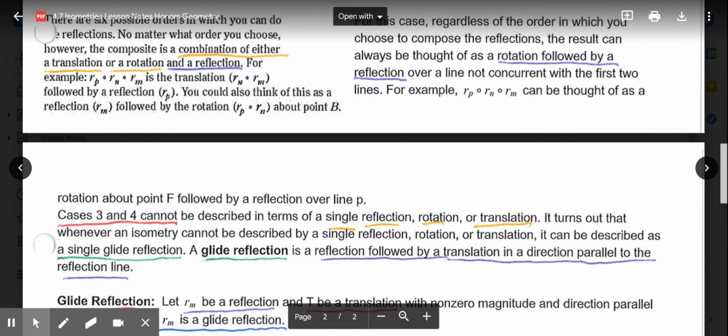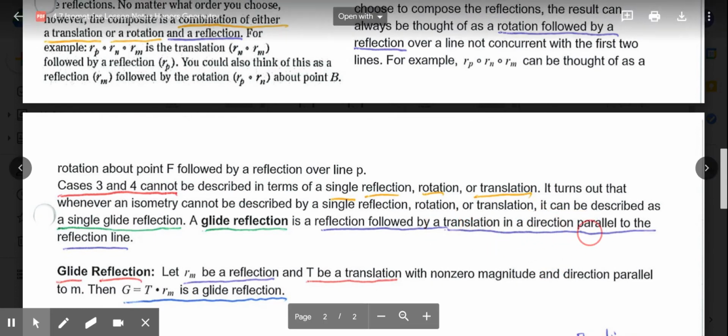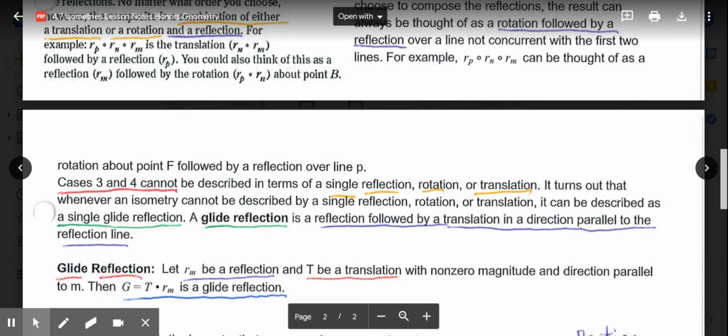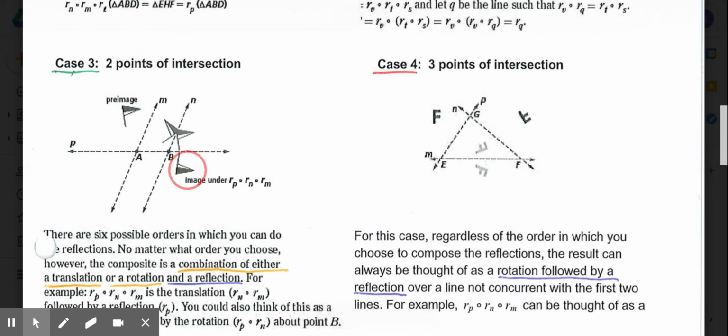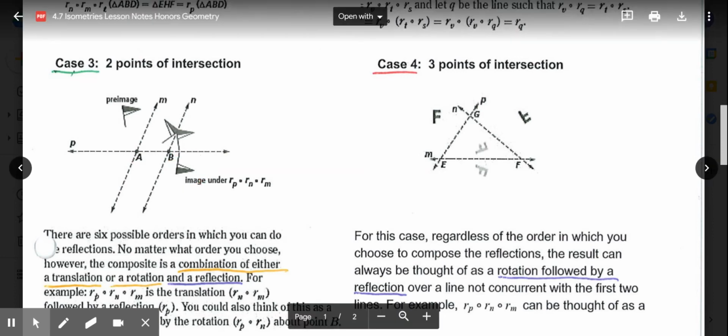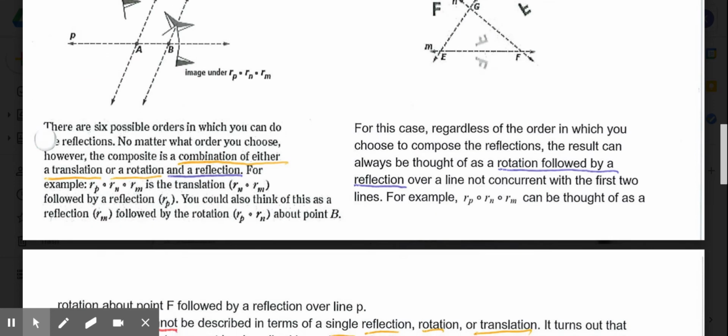So a glide reflection is we reflect and then we use a translation in a direction that's parallel to the reflection line. So if this would be reflected down here, then it's slid over here parallel to the line to get our final image. Or this, then it would be a reflection over a line, flipping it, and then it's a slide.